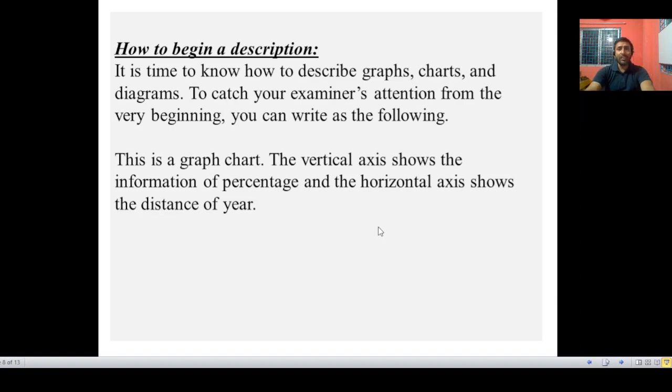To catch your examiner's attention from the very beginning, you can write as follows. And if it is a graph chart, we can write, this is a graph chart. The vertical axis shows the information of percentage, and the horizontal axis shows the distance of year.